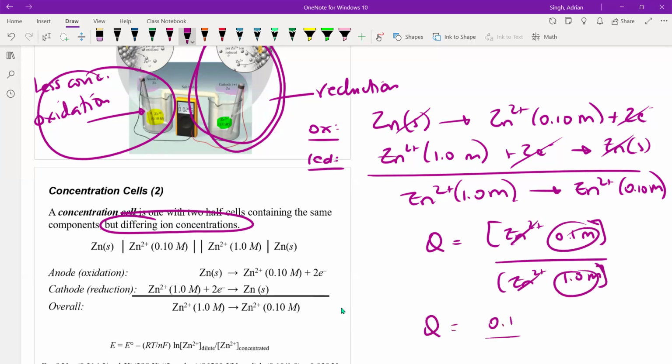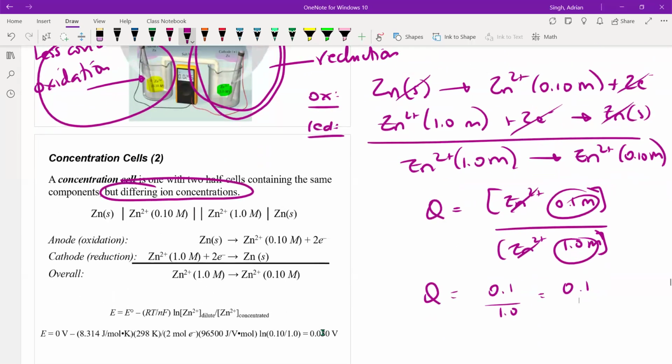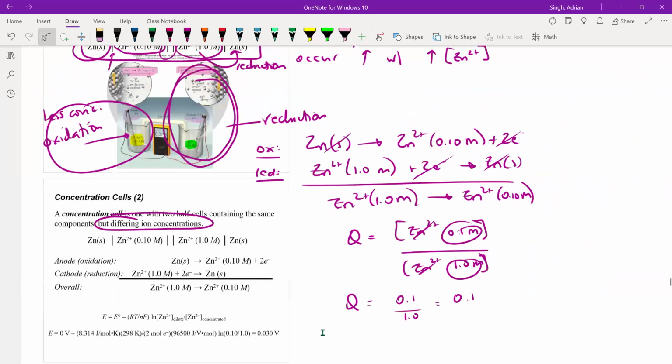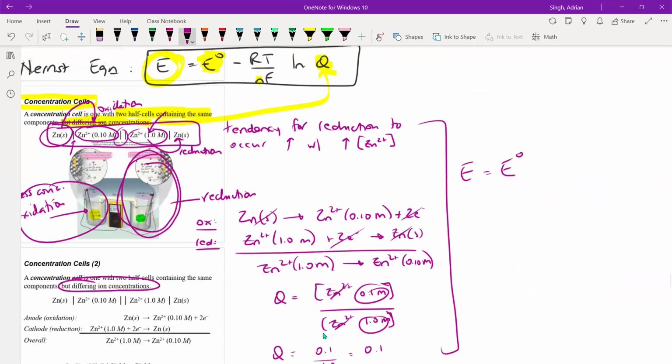0.1 over 1, which is 0.1. And we can plug that into our Nernst equation. Okay, so now we know what Q is. So remember our Nernst equation: we have E of the cell equal to E naught minus RT over nF ln of Q.